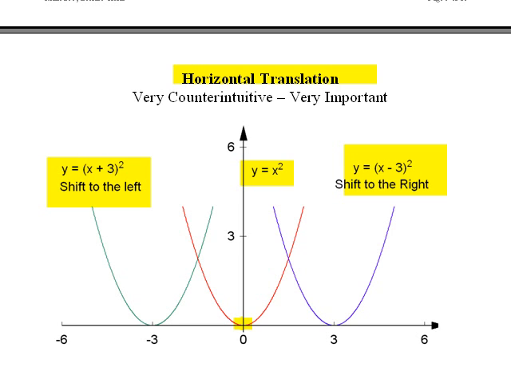On the original parabola, when x was 0, y was 0. Now over here, what did it take to make y 0? X had to be a positive 3. What does it take for y to be 0 on the green one? X has to be minus 3. So that is the counterintuitive behavior of horizontal translations.